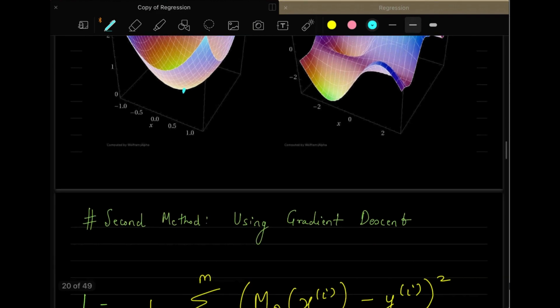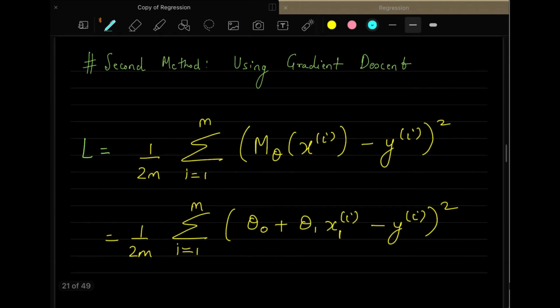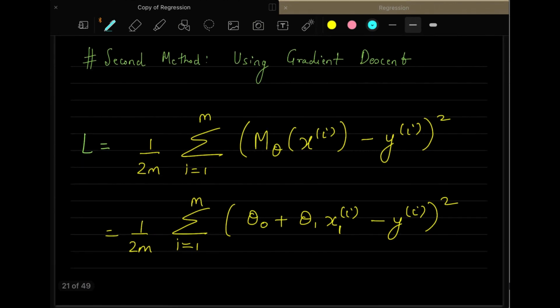So let's discuss today the second method for getting the values of theta 0 and theta 1. These are the optimized values we are looking for. The second method that we will use is gradient descent, and we understood this method in our last class also. So today we will understand how to do the gradient descent.